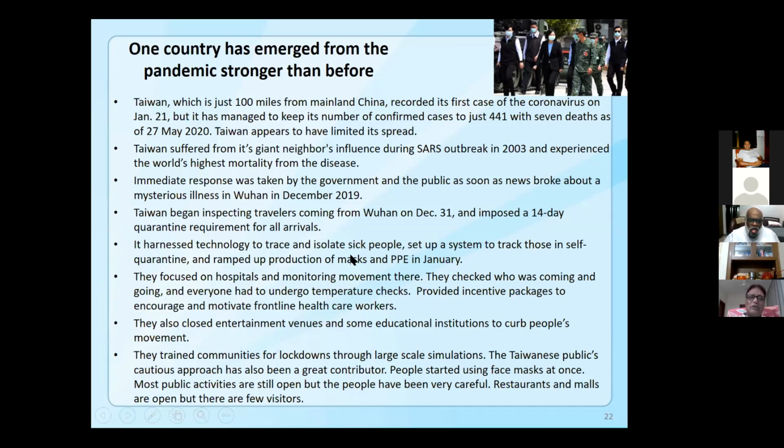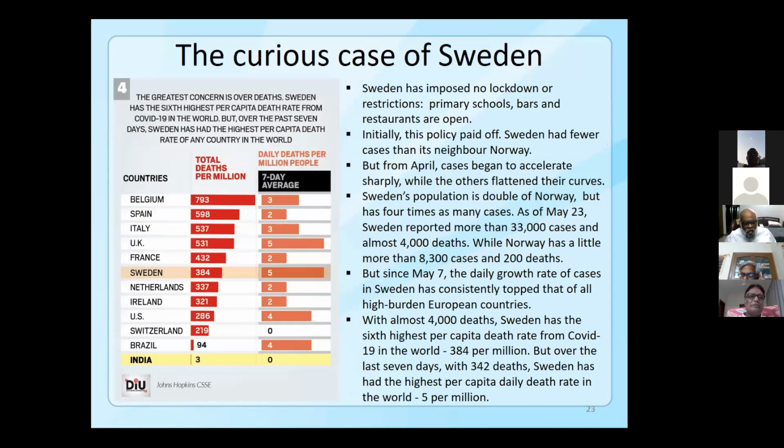They harnessed technology to trace and isolate sick people. They focused on hospitals and monitoring movements there. They also closed all entertainment venues and some educational institutions. They trained communities for lockdown through large-scale simulations. But also the public has a very cautious approach, and they started wearing face masks. Most public activities are still open, but people have been very careful. They follow social distancing. Restaurants and malls are open, but there are very few visitors.